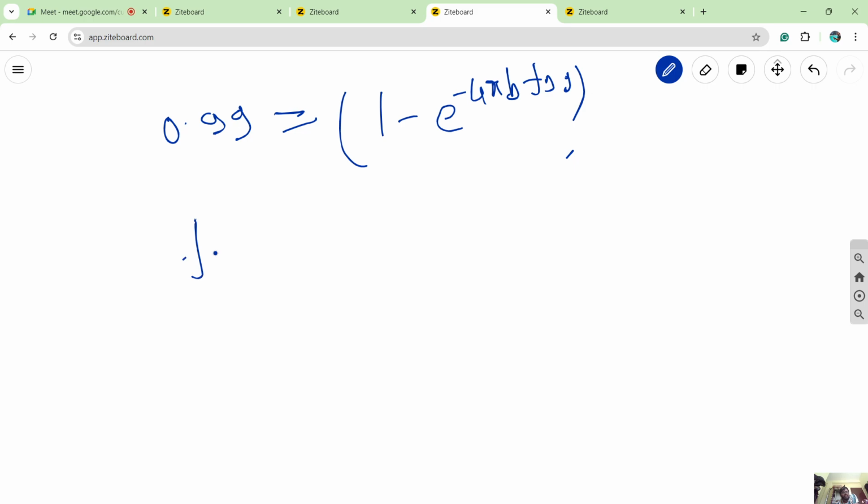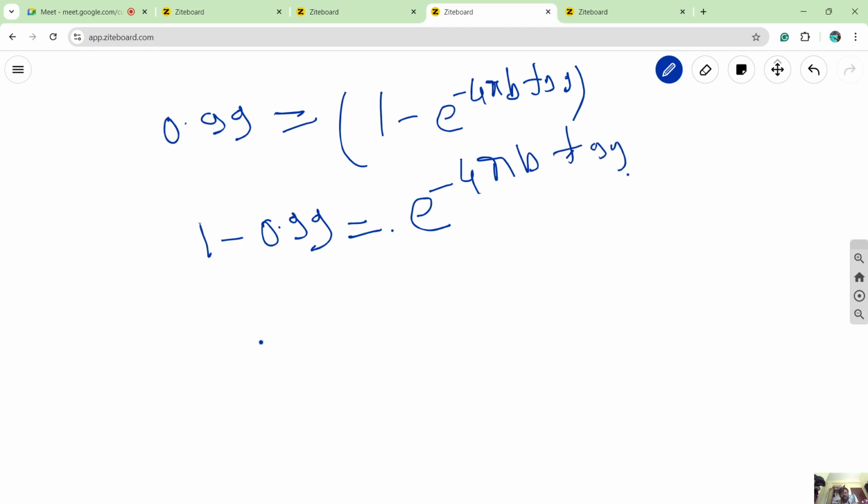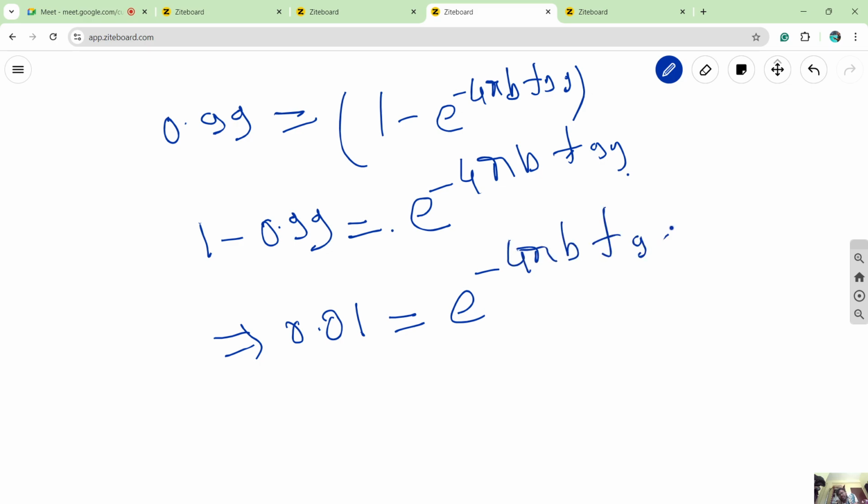And from here you have to get a value of F99. That will be like 0.01. Suppose you can just adjust it like this: 1 minus 0.99 is actually e to the power minus 4 pi b F99, or 0.01 is equal to exponential minus 4 pi b F99.